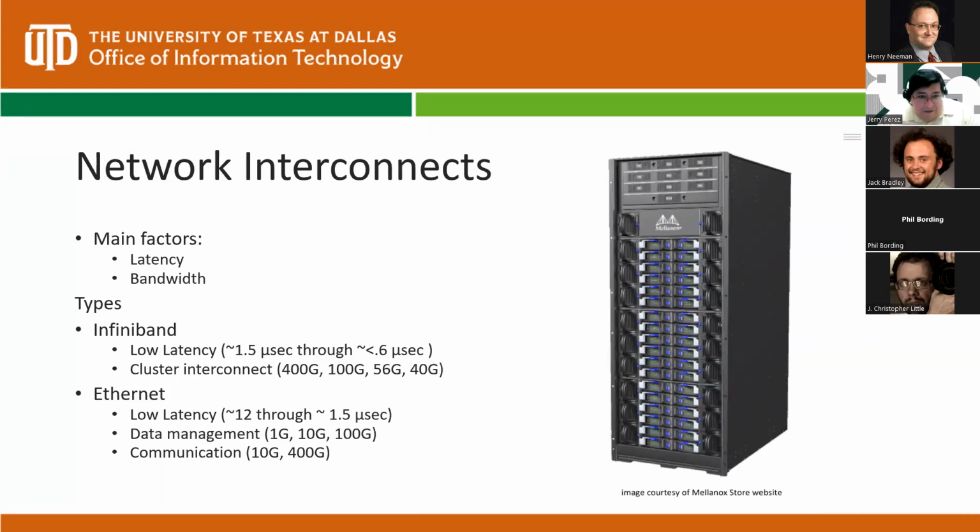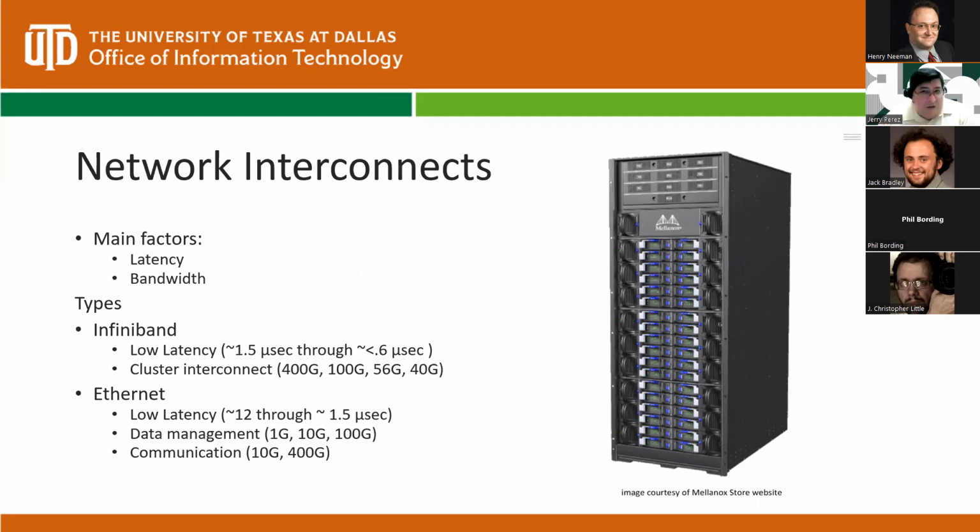So there are some factors involved. You have InfiniBand, and it has a low latency. Its speeds are anywhere between 1.5 microseconds through less than 0.6 microseconds. And I have a neat slide that shows the evolution of that and how it's improved. With that, cluster interconnects can go as fast as 400 gigabytes per second, as low as 40 gigabytes per second.